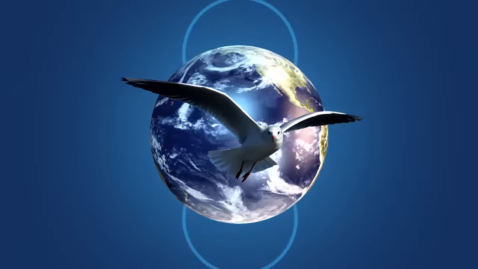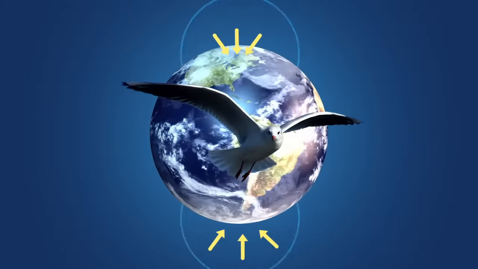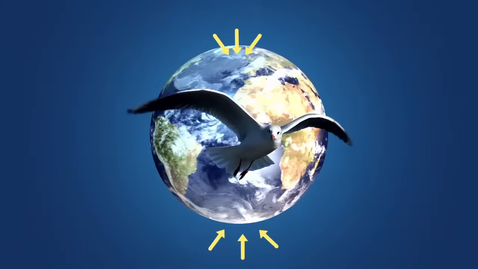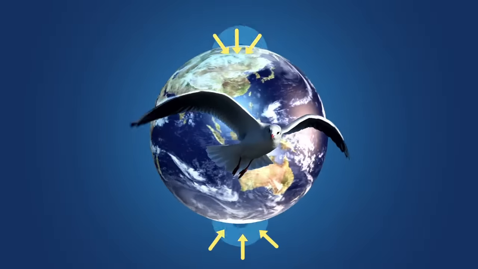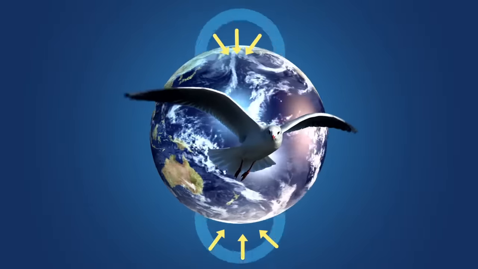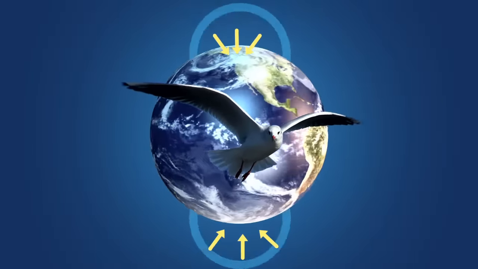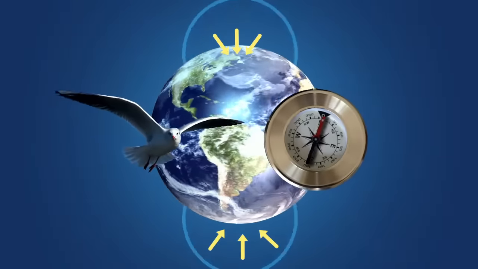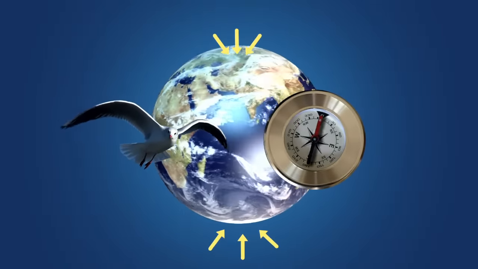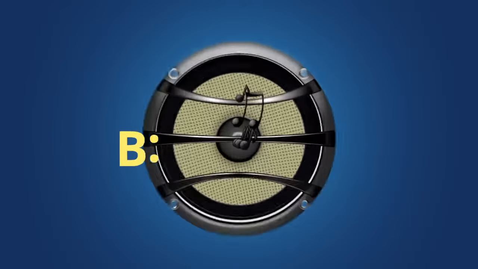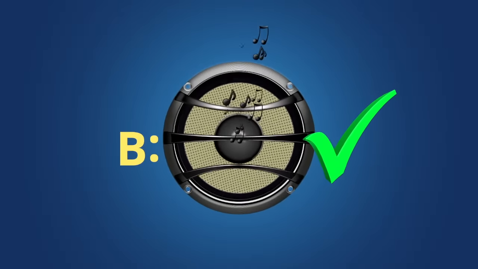Many animals can sense the Earth's magnetic field and use it to navigate. Migrating birds fly hundreds or thousands of kilometers north or south when they migrate in the spring and fall. A compass works the same way, by using magnetism to point to the Earth's magnetic north pole. But if you picked B, music, you're right!